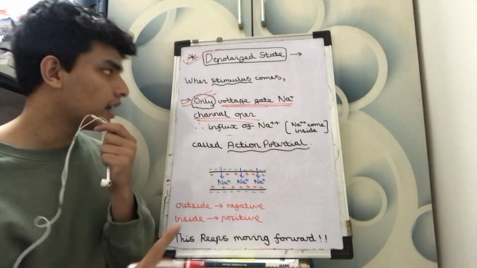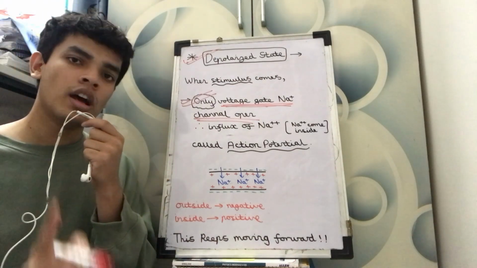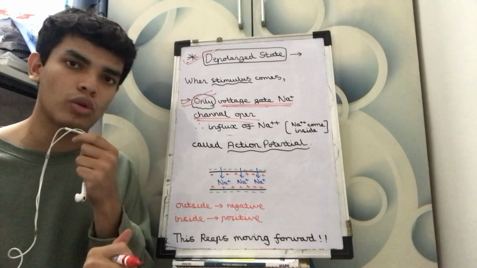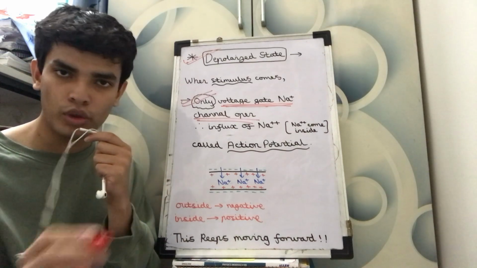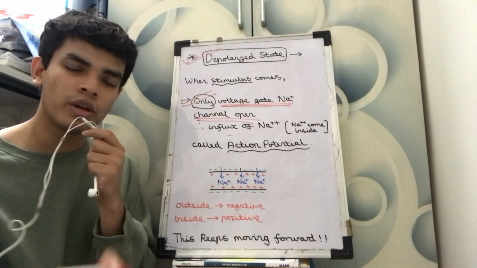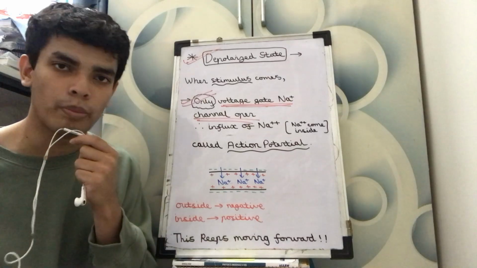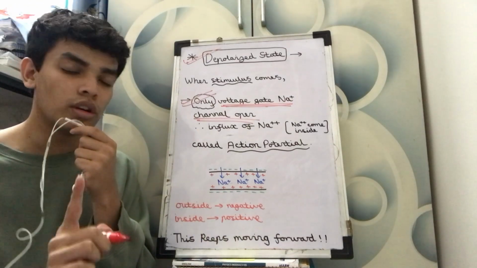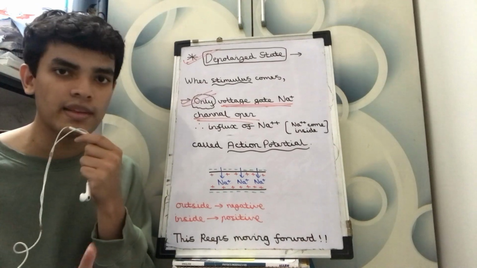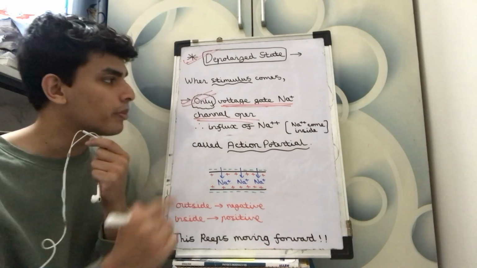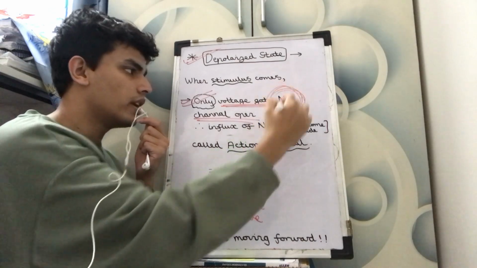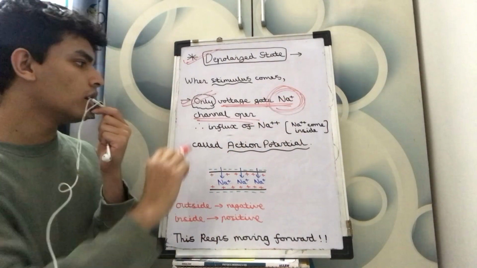Because in the exam it will come: during the depolarized state, what is true regarding the depolarized state in a neuron? Your options will be sodium and potassium gate open, sodium gate open, potassium gate open, none of them open. The answer is only the sodium gate open. There is also a potassium gate, but that does not open. What opens? Only the sodium gate opens. So this sodium, very, very important, only the sodium gate opens.